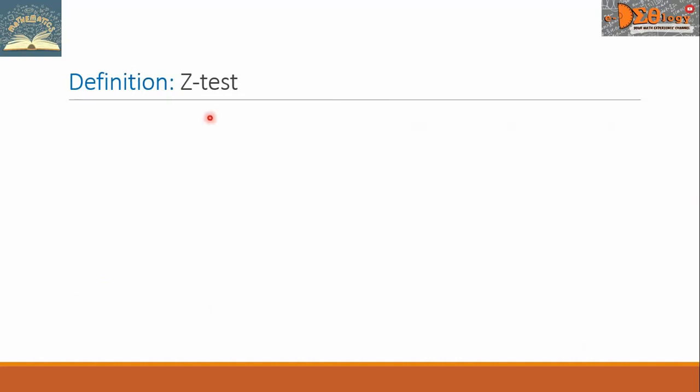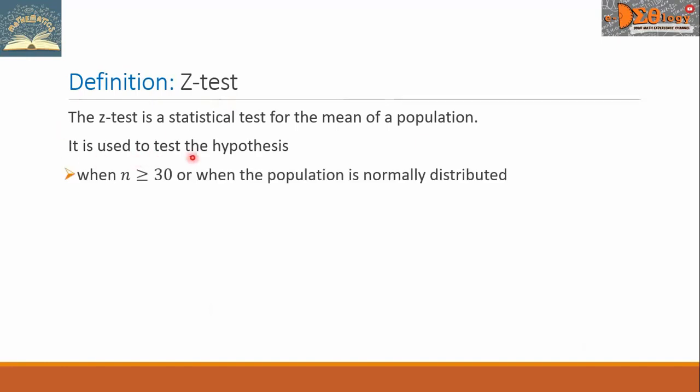Now let us define z-test. The z-test is a statistical test for the mean of a population. It is used to test the hypothesis when n is greater than or equal to 30. This n is the sample size, or when the population is normally distributed. And sigma is known. Sigma is the population standard deviation.